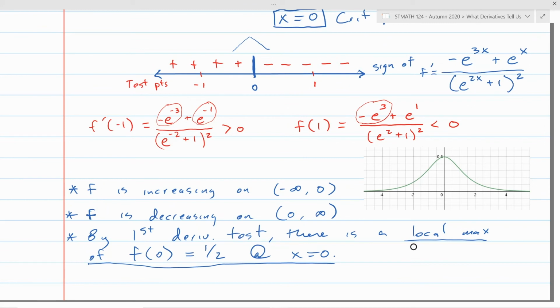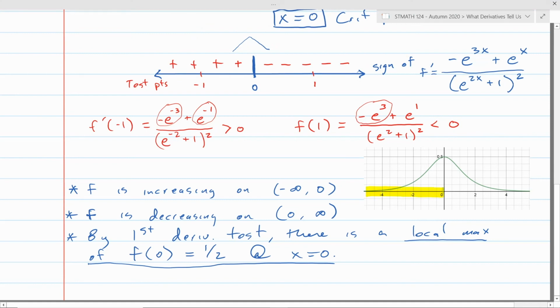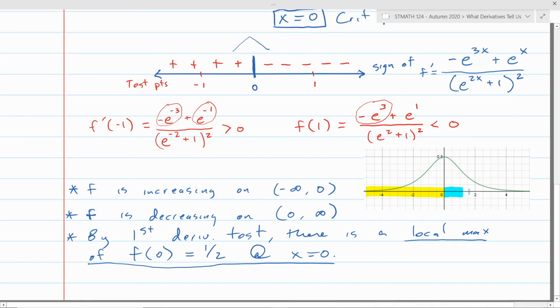Okay, so after popping the graph back into the lecture, we can see it seems to match up. Indeed, the function was increasing to the left of 0, and then it peaked, and then it started going downward from 0 to infinity. And we can see the first derivative test was right. There was a maximum there at x equals 0, where the y value was 1/2.